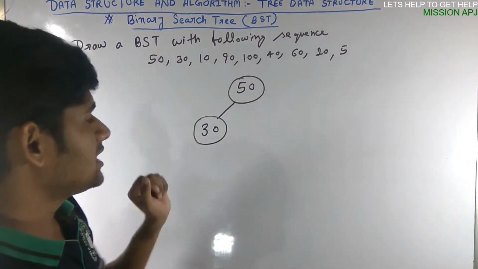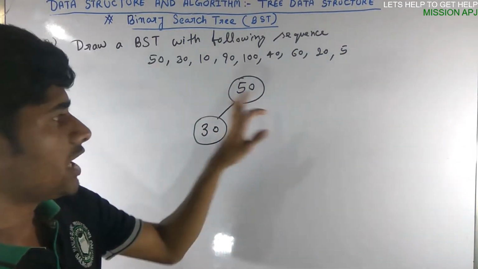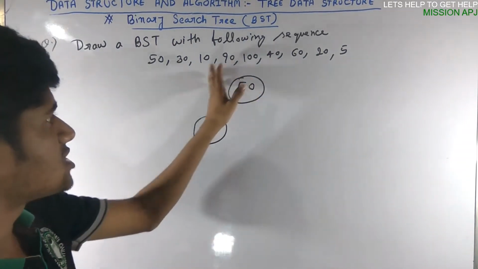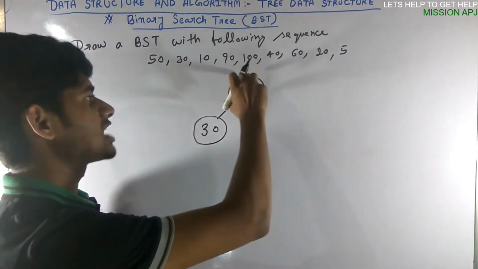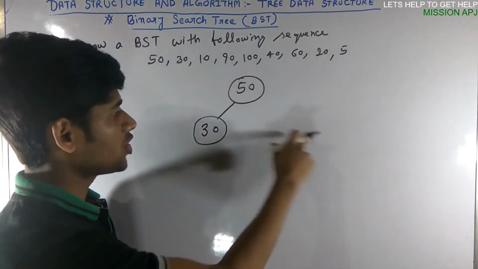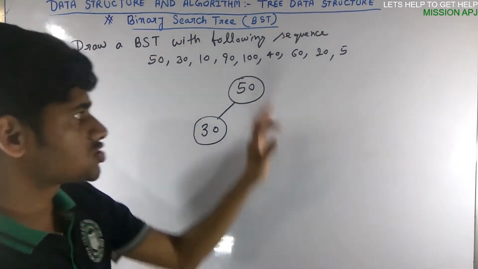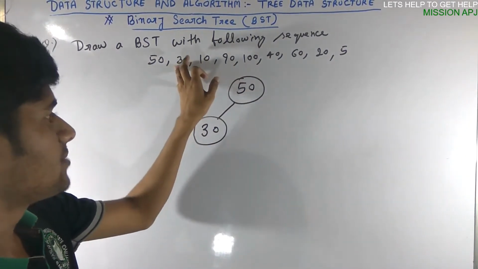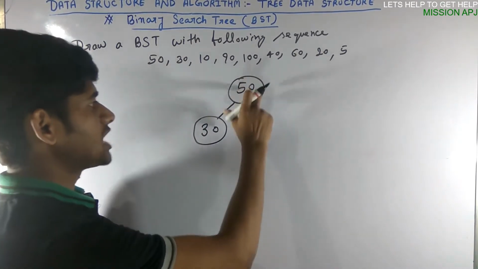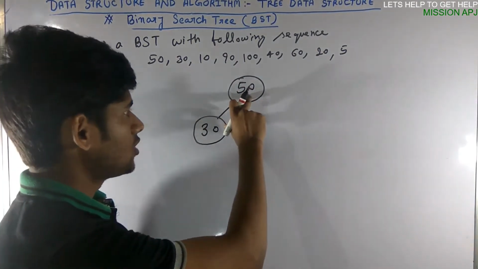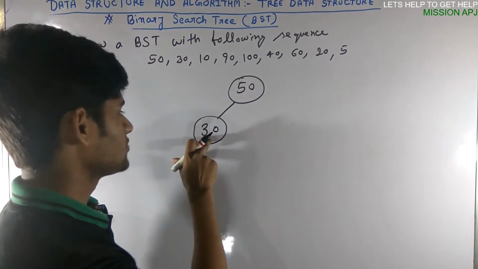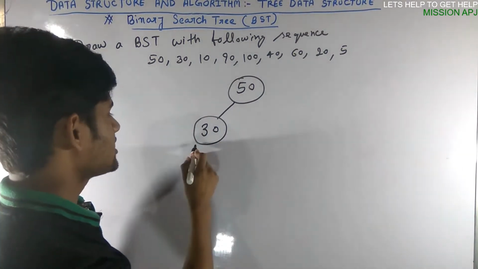Now 10 is lesser or greater? Every time we need to insert any value, we will first start from the root node, not from here, not from here, not from anywhere else. We will first check the root node. So 30 is done. For 10 we will start from here. 10 is less than 50. Fine, less than 50, we will go here. 10 is less than 30. Yes, 10 is less than 30.